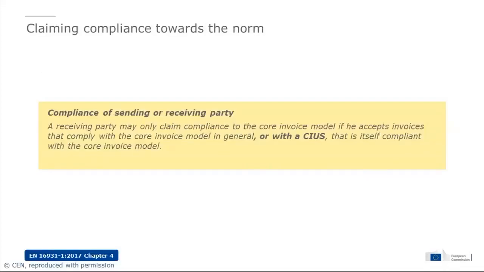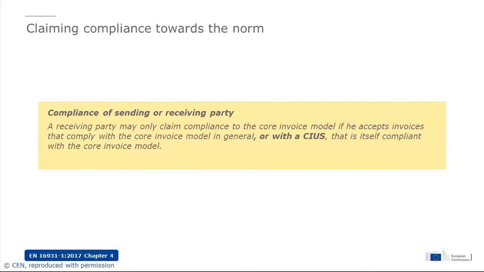Furthermore, if we go back to the European standard in Chapter 4, we'll find some definitions. For example, what does it mean for a receiving party to claim compliance? So when can I claim compliance? Here it says that a receiving party may only claim compliance to the core invoice model if it accepts invoices that comply with the core invoice model in general, or with a CIUS that itself is compliant with the core invoice model. So what this means is that if I, as a receiver, want to claim compliance to the European standard, I can either implement the standard in general, or I implement a CIUS.